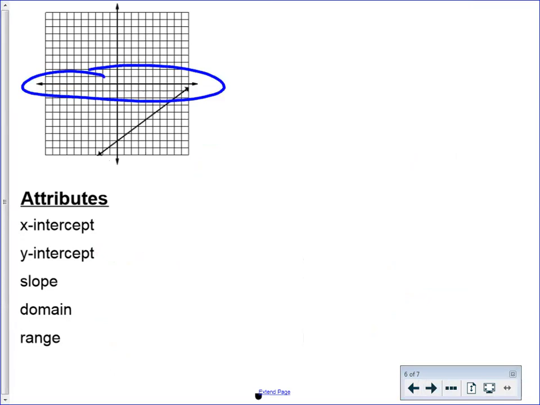Let's go ahead onto the y-intercept. My y-intercept is right here. How far down is that? 1, 2, 3, 4, 5, 6, 7, 8. My y-intercept is (0, -8).